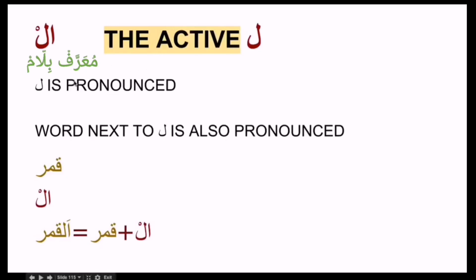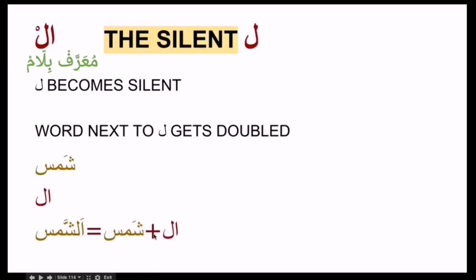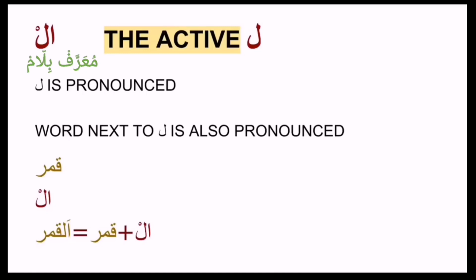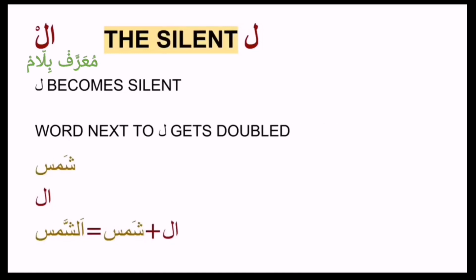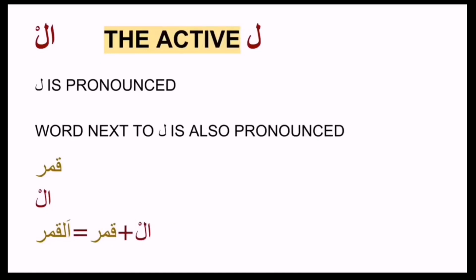And there are certain letters where the lam becomes active. Here, the sound of lam is pronounced. For example, we have qamar, and we got this definite article al. Qamar means moon. So when you get al plus qamar, it becomes al qamar. So all the letters are pronounced clearly, al qamar. Whereas in the previous, if you see ash-shams, the lam is not produced. So what are those words in which the lam becomes silent, and what are those words in which the lam is active? These are called huruf shams and huruf qamar.